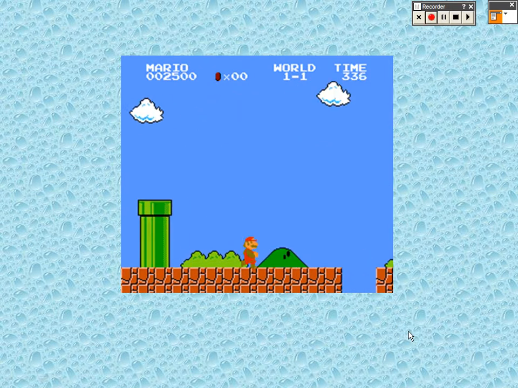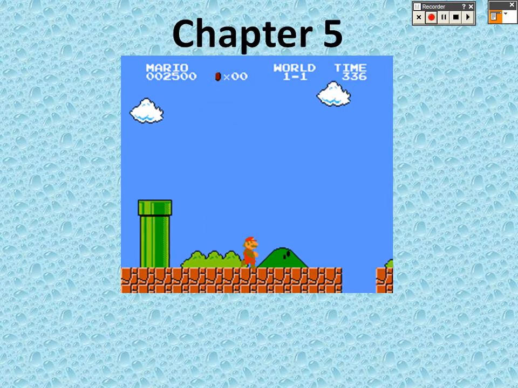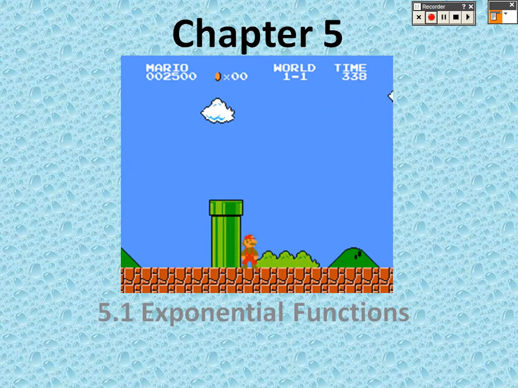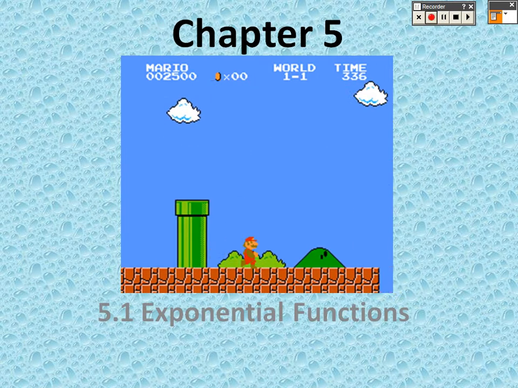Okay, so now we are on chapter 5. And chapter 5 is going to be exponential functions and logarithms, and we are starting with exponential functions on 5.1.